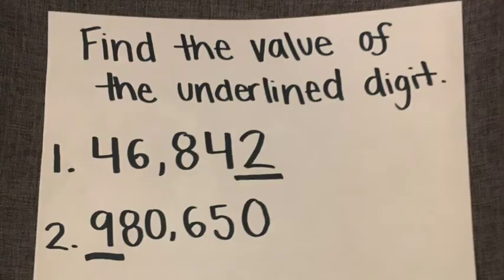Here is your video response question. Find the value of the underlined digit. For number 1, I want you to tell me the value of 2 in 46,842. And for number 2, tell me the value of 9 in 980,650. It's your lucky day because you don't need to show me any of your work. Just tell me the answer. And if you need help, feel free to rewind this video, take a look at that place value chart, and plug in the numbers into the chart just like I showed you in the examples. Good luck, and you got this.